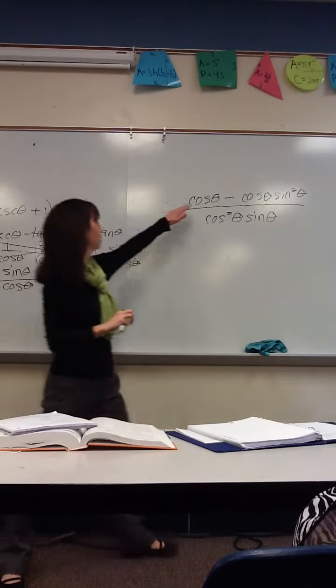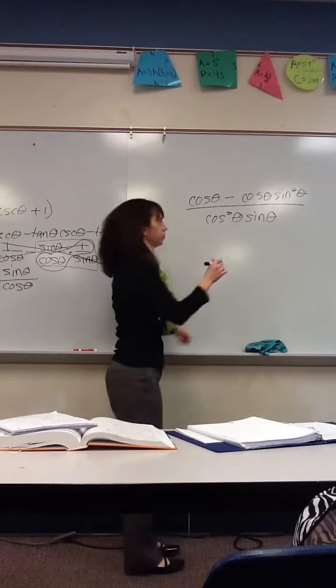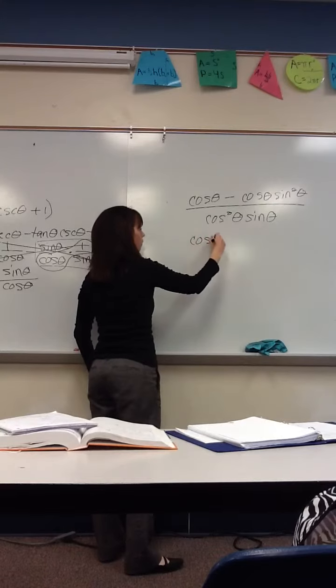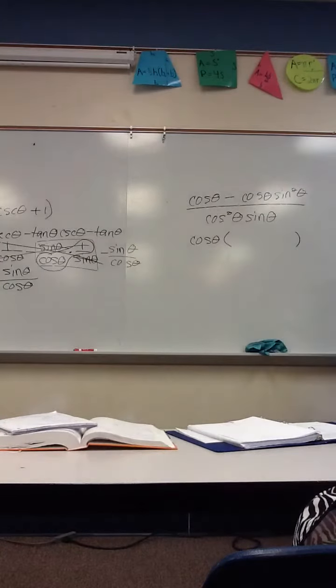All right, look at the top. What do these things have in common? Cosine. They both have a cosine. So we have the cosine of theta. Now if I take a cosine of theta out, what am I left with? Negative one.